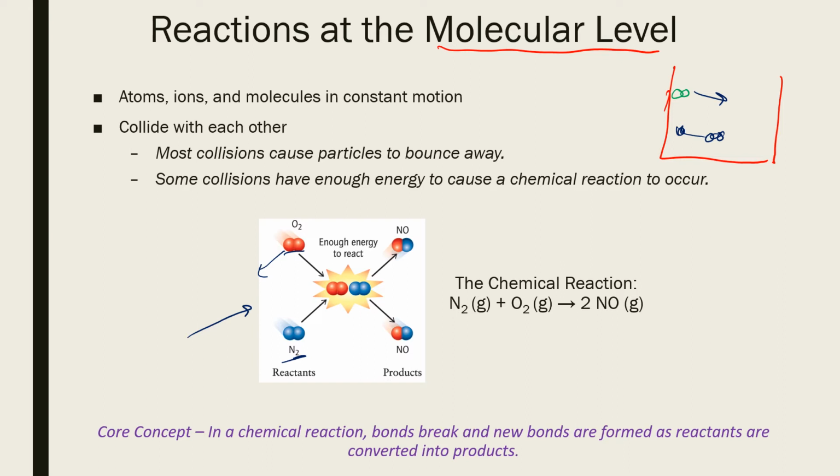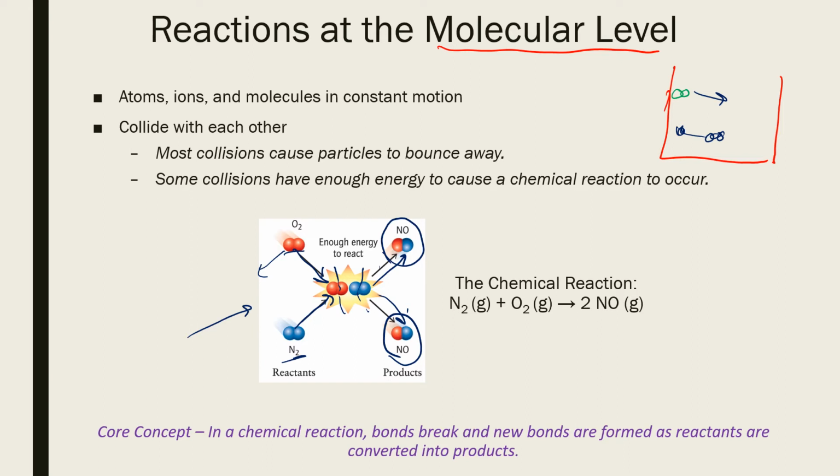During the majority of these collisions, the particles collide and simply bounce off from one another. Occasionally, however, the collision has enough energy, so it is a strong collision with enough force that when they collide, the existing bonds break and new bonds form. That collision will result in the formation of a new product as shown here.